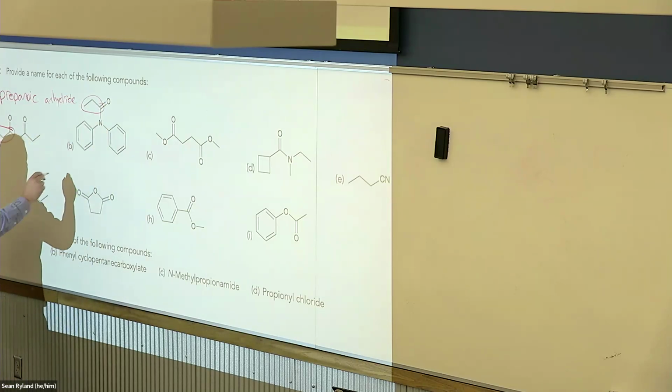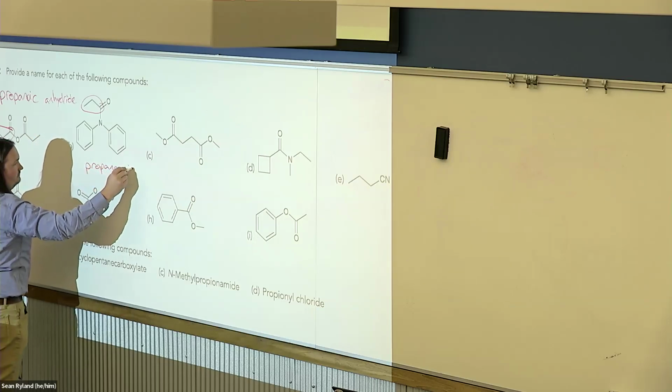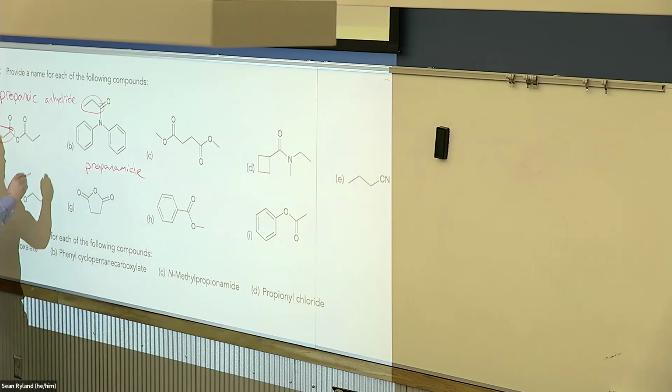So we got an amide, so it's gonna be propanamide. Diphenyl. And they're on the nitrogen, so N,N-diphenyl propanamide. Let's do F before we do C, just so we can get practice with a simple ester before we do a diester.